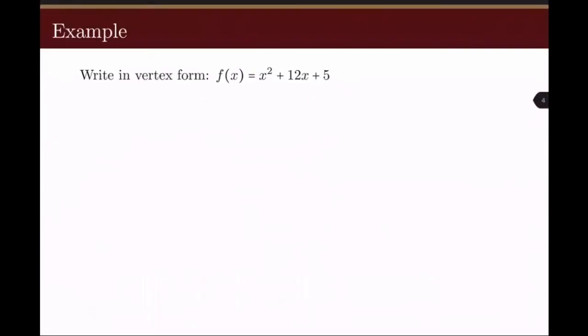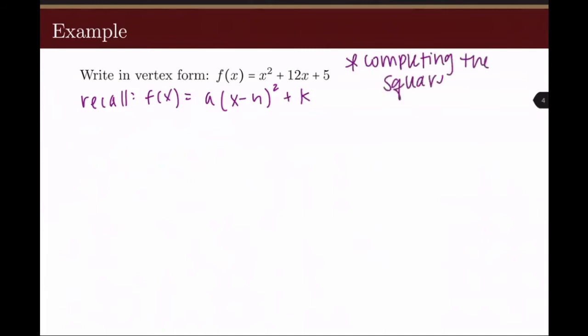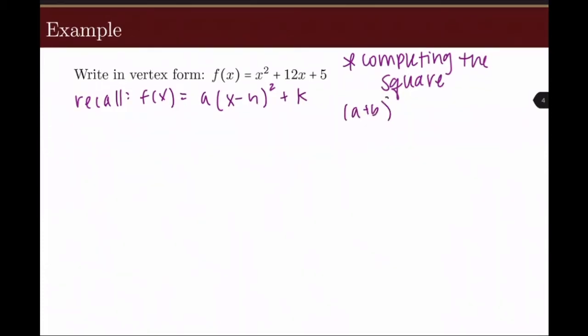So now the goal is to write this problem in vertex form. So recall that vertex form is f of x equals a times x minus h quantity squared plus k. So what we're going to do is a process that's called completing the square. And completing the square comes from when you square out a binomial, you get a squared plus 2ab plus b squared, okay?